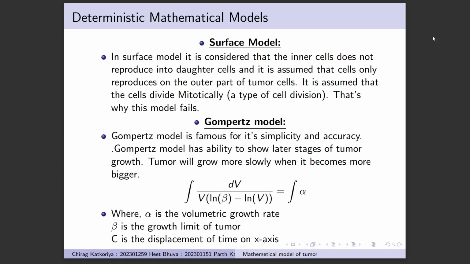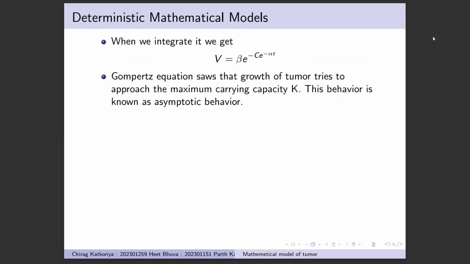The graph of the Gompertz model is an S-shaped sigmoidal curve which has an inflection point which is asymmetric. There are two asymptotes as well. Now, after doing some mathematics and assuming that the shape of the tumor is a sphere and the tumor is a solid mass made up of tumor cells, we integrate the equation and get the final equation V equals beta times e to the power minus c times e to the power minus alpha t, where alpha, beta and c are all greater than 0.